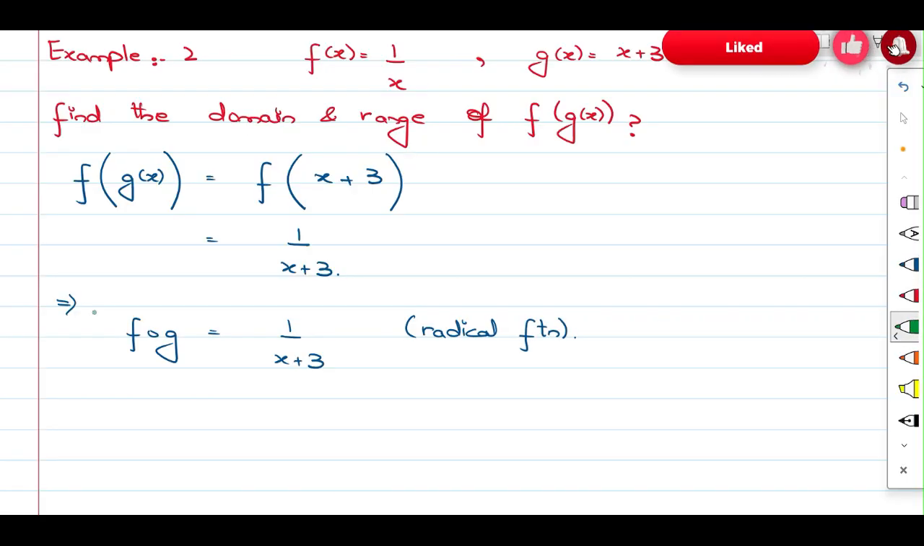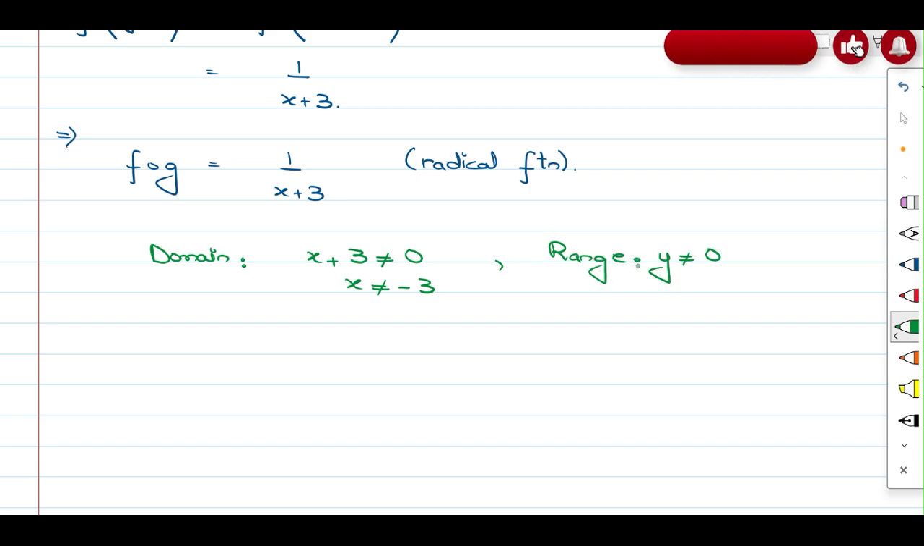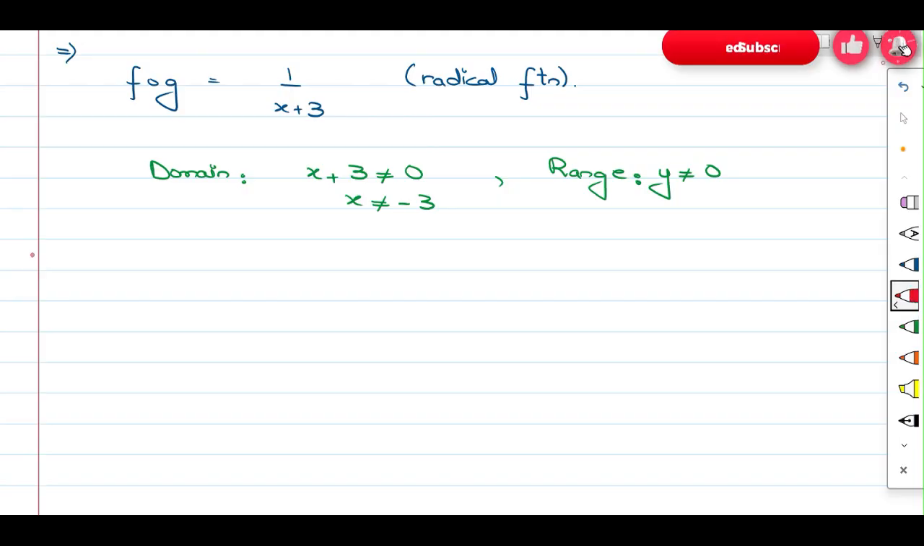For this function, the domain is always where the denominator is not equal to 0. So your denominator should not be equal to 0, so x should not be equal to minus 3. And the range is always y is not equal to 0. This is how you will deal with the domain and range of these functions. Now let me do another example, example number 3.